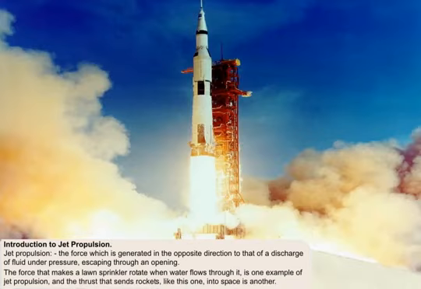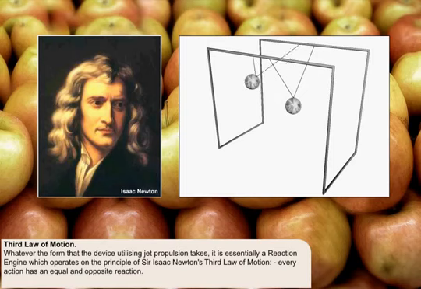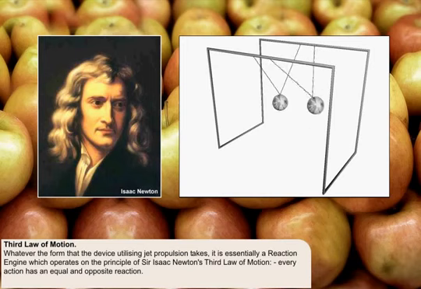And the thrust that sends rockets, like this one, into space is another, which is perhaps not such an everyday occurrence. Whatever the form that the device utilizing jet propulsion takes, it is essentially a reaction engine, which operates on the principle of the third law of motion, as stated by the English physicist Sir Isaac Newton in 1687, which is that every action has an equal and opposite reaction.